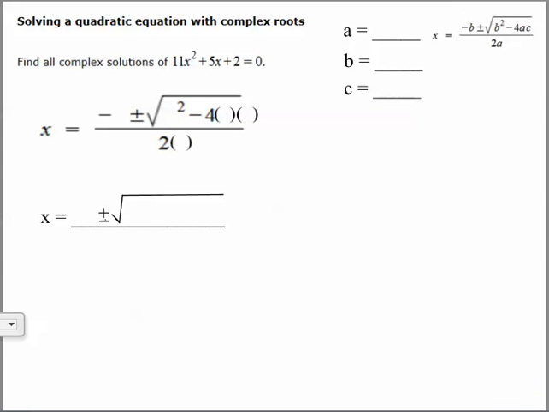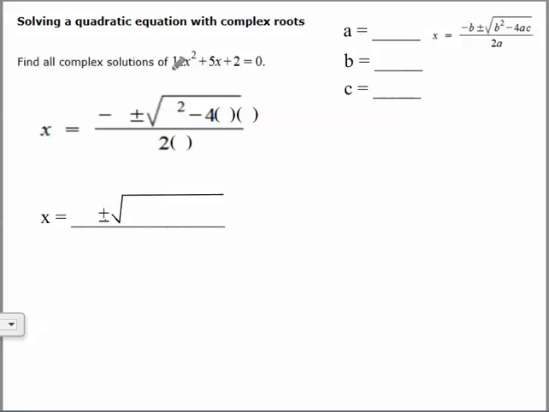Now we're going to go ahead and do one more. And this one here is because we can actually simplify our square root value a little bit more than the previous problem, so I wanted to walk you through this. So it says find all the complex solutions of 11x squared plus 5x plus 2 equals 0.